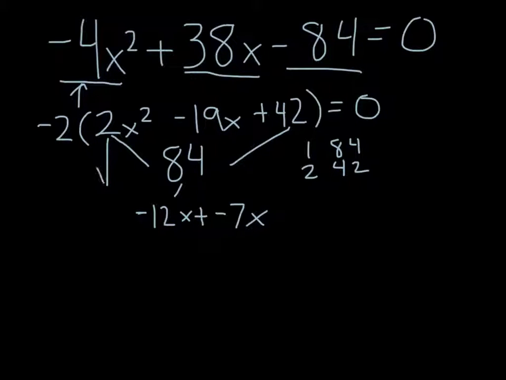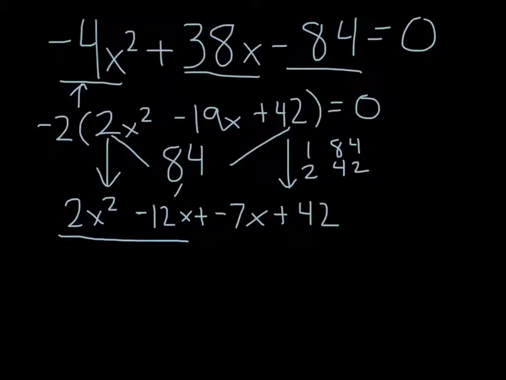You drop down the leading coefficient there, that 2x squared. Then you drop down the 42 on the end. And it's still set equal to 0, but we're going to go ahead and factor it. We factor it in two pieces, the first two together and the second two together.